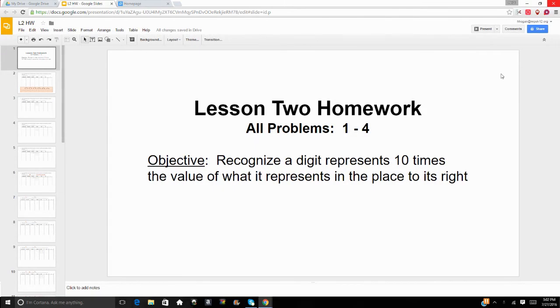And we're moving right along and we're on lesson 2. In lesson 2, our objective was to recognize that a digit represents 10 times the value of what it represents in the place to its right. And we called this the 10 times rule. So let's get right to our homework.